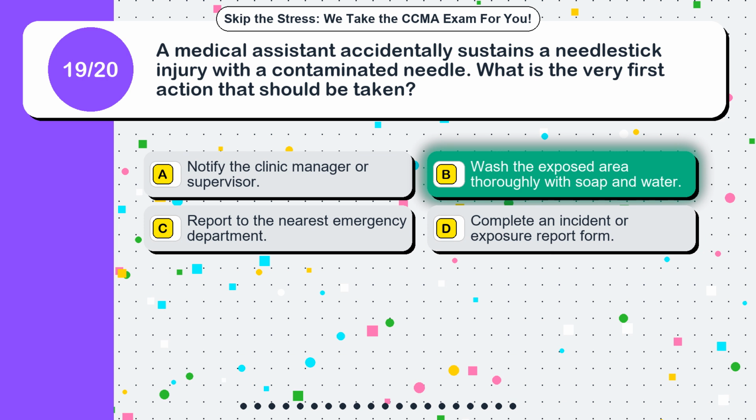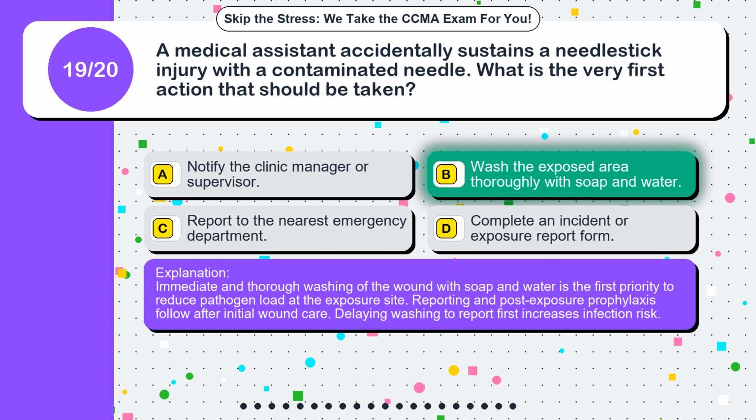Wash the exposed area thoroughly with soap and water. Immediate and thorough washing of the wound with soap and water is the first priority to reduce pathogen load at the exposure site. Reporting and post-exposure prophylaxis follow after initial wound care. Delaying washing to report first increases infection risk.